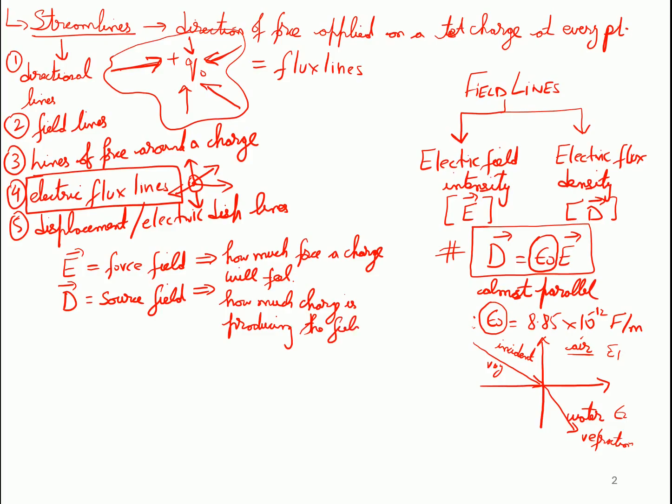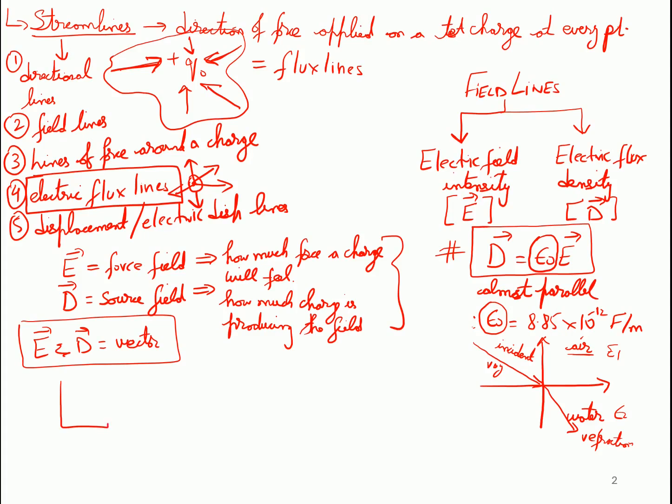So you can see that both go hand in hand. So this is the comparison between E and D. And remember that both E and D are vector quantities because they are associated with a direction and a specific magnitude. Another way to understand D and E is if you consider the analogy of a water tank.